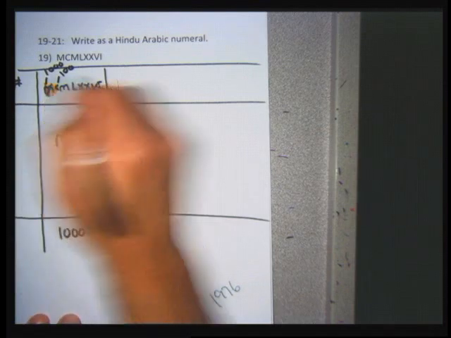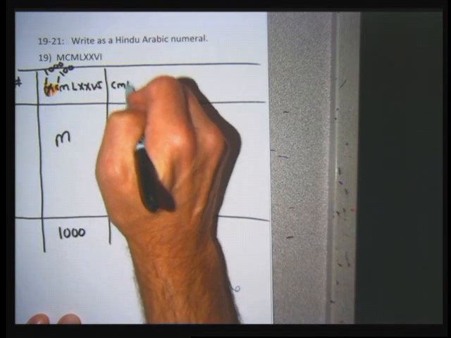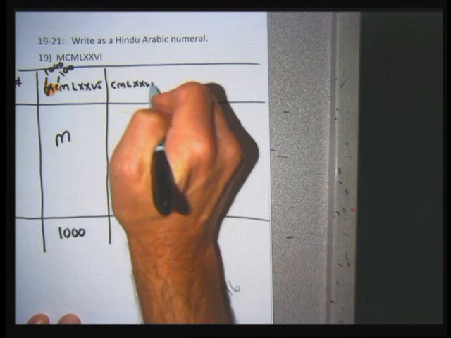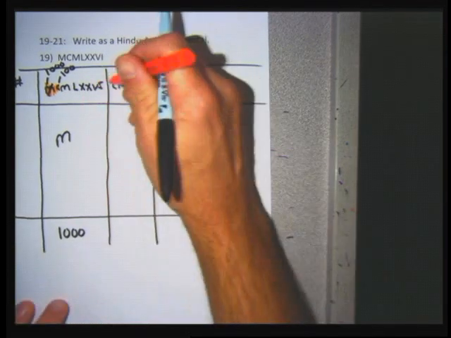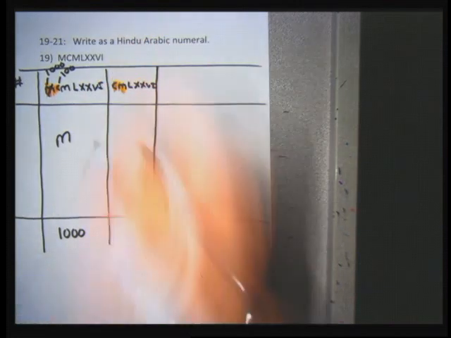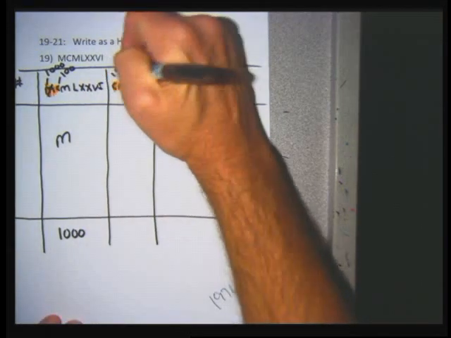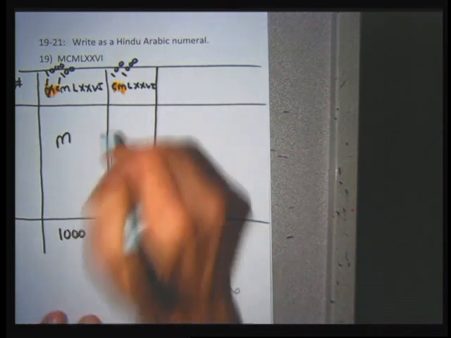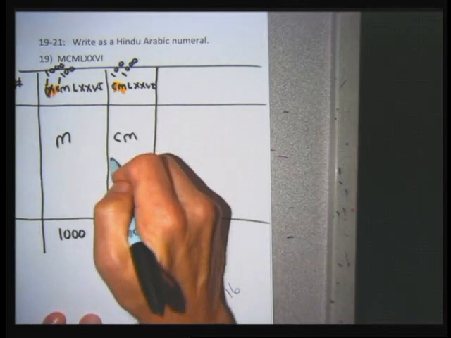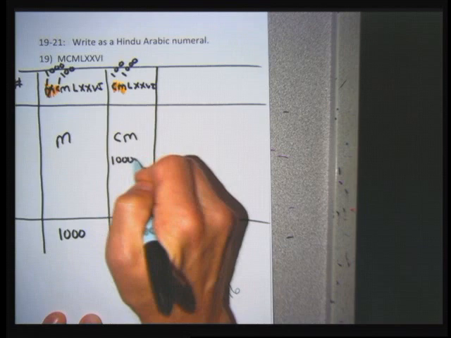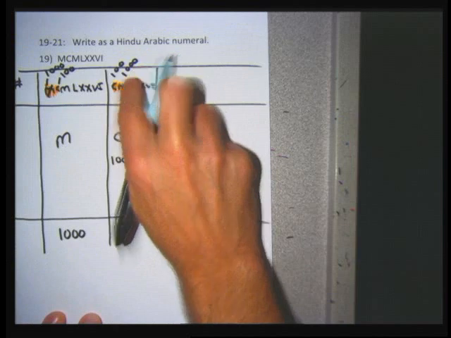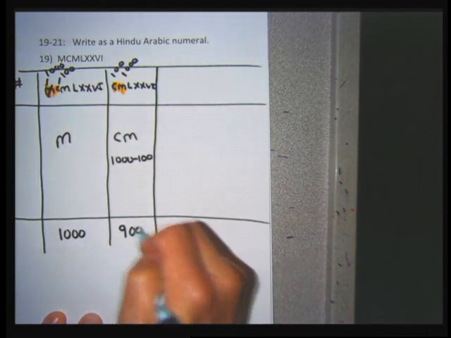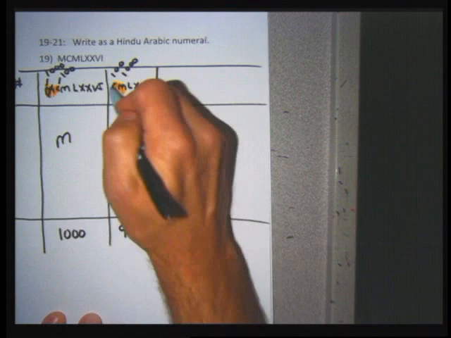Now I'm done with that M. I'm going to carry over the CMLXXVI. Now I look at the CM. C is equal to 100. M is equal to 1,000. If the bigger of the pair is written second, you bring them both down and you subtract their values. So I brought both the C and the M down because the bigger value, the bigger Roman numeral, was written second. Subtract, done with those.